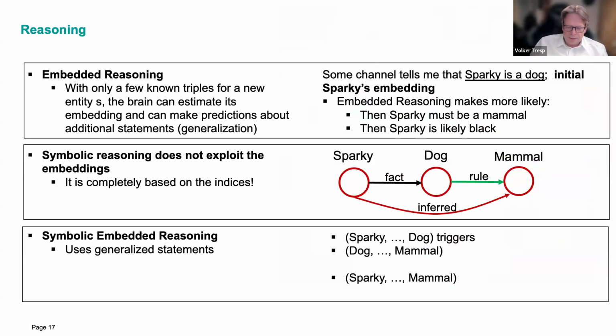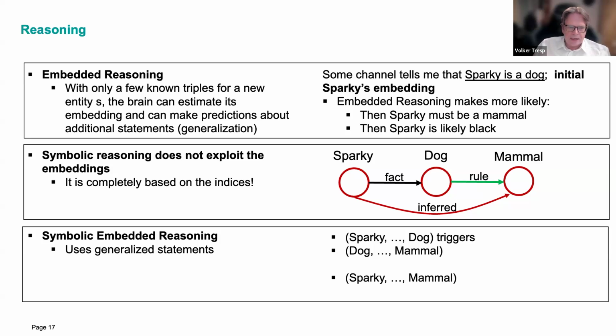We also looked a little bit at reasoning. So embedded reasoning essentially is reasoning by adapting the embedding vectors. And if we know that Sparky is a dog, then we get the embedding vector maybe close to dog for Sparky, and that can add additional knowledge. And when we refine our information about Sparky, we will also refine the embedding vectors.